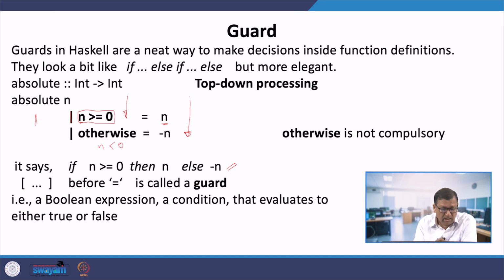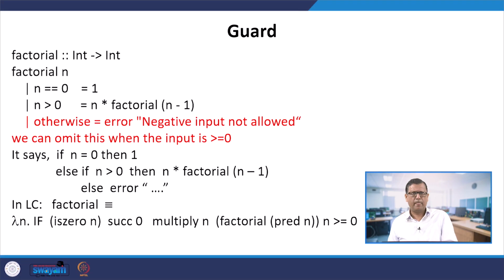So you see the correspondence between this and the standard way. We write if n greater than or equal to 0, then n, else minus n, and this is the standard way of writing if-then-else, and we have written it using guards. We are going to use guards subsequently in our other programs. So for example, let us see the factorial function we have studied.